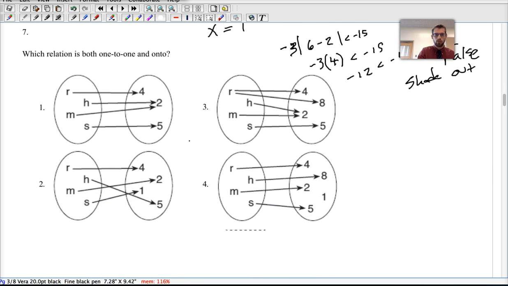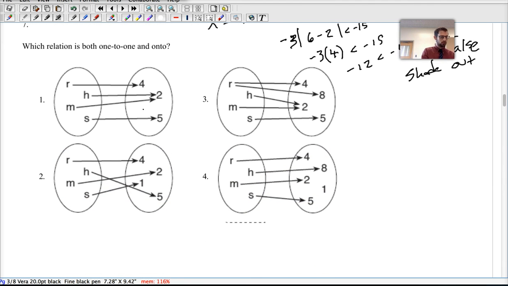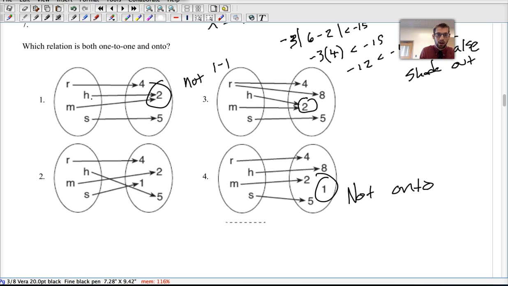Okay, 1 to 1 and onto. So the key here is that we have to use all of the X and Y values for it to be onto. So this is going to be not onto, because there's a 1 that's not being used. And then I need to check, everything else looks like it's onto, but some of these aren't 1 to 1. For instance, this is not 1 to 1, and answer choice 3 is not 1 to 1, so these are not 1 to 1, because the H and the M are both mapping onto the 2.